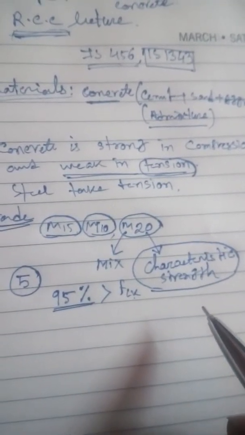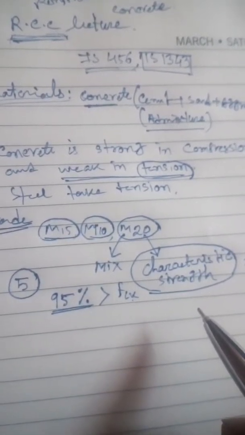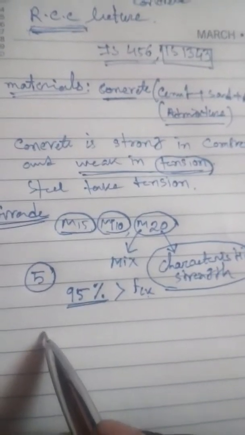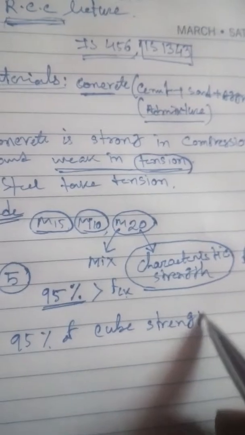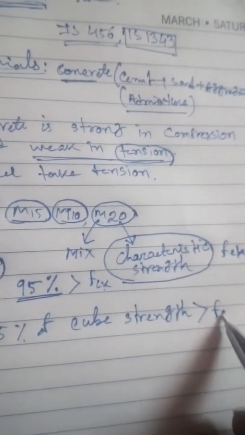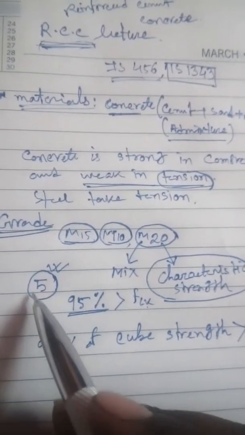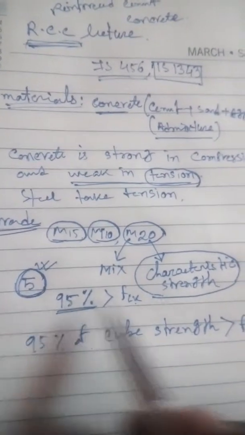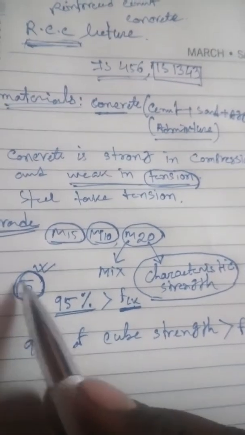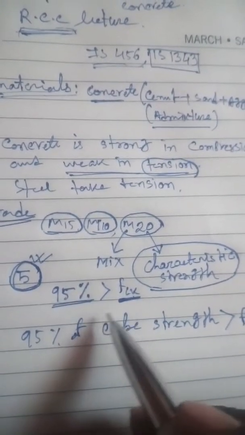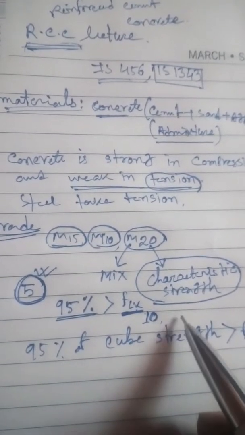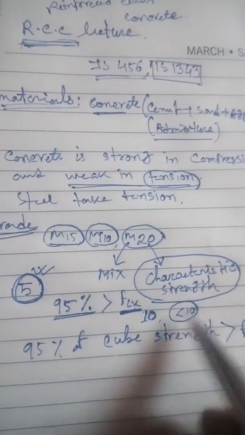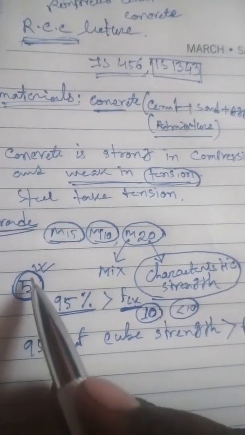So 95% of cube strength should be greater than FCK. Suppose we are taking 5 samples. If 95% of samples have strength greater than 10, and 5% have strength less than 10, then we shall say that 10 is the characteristic strength of these 5 samples. Now, how to test a cube?